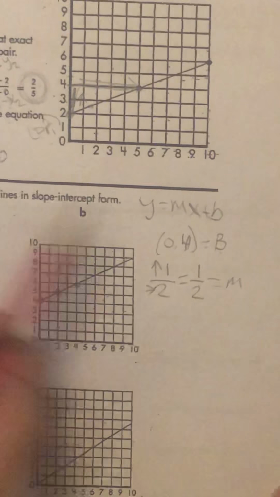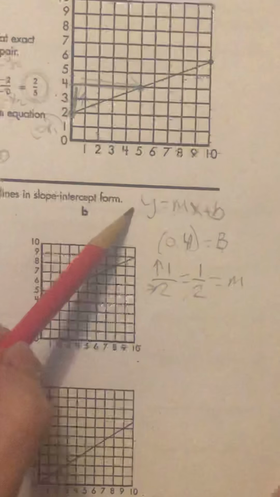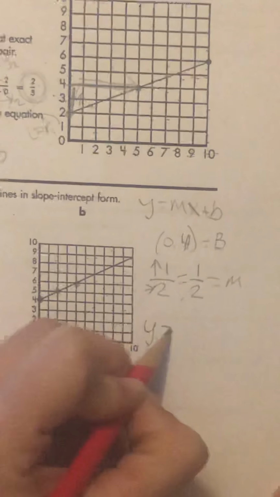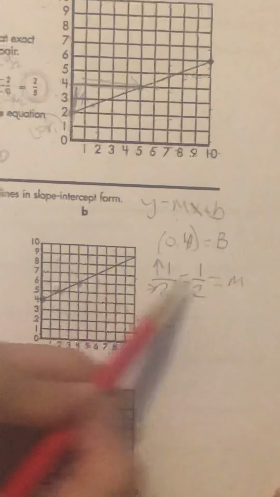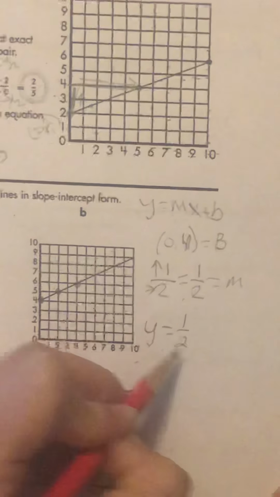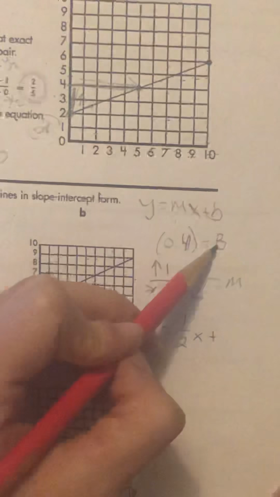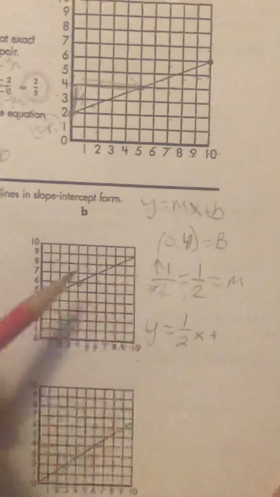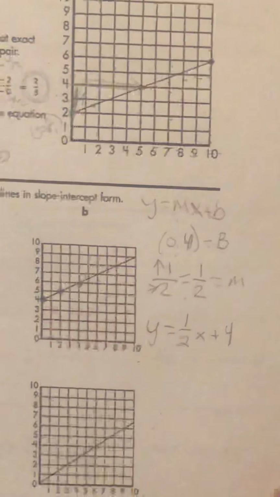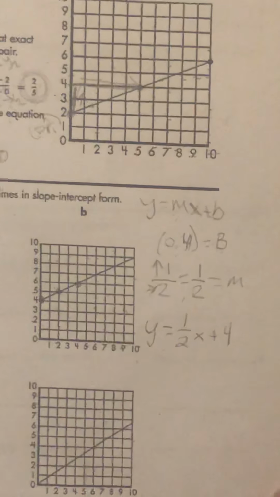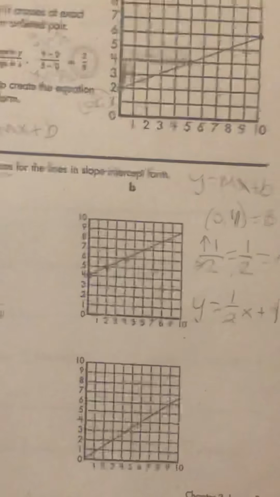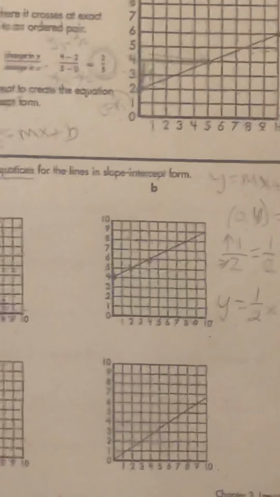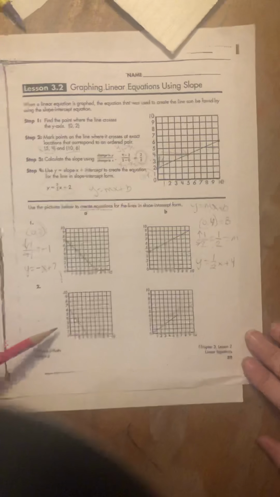All right, I have all the information I need to write that equation. Y equals m, my slope is 1/2, x plus b. B is my y-intercept of a positive 4. I've got my equation.